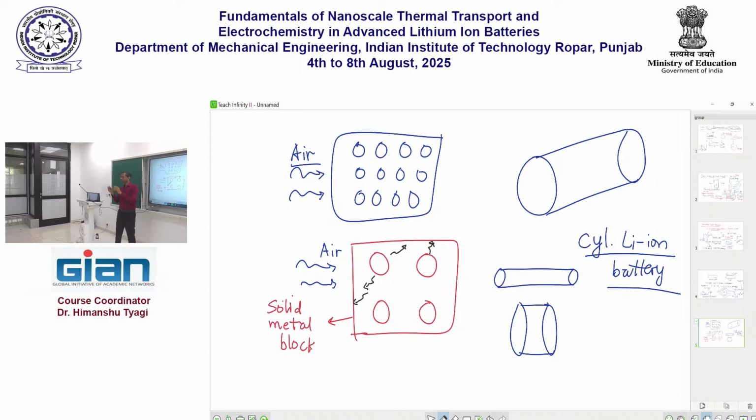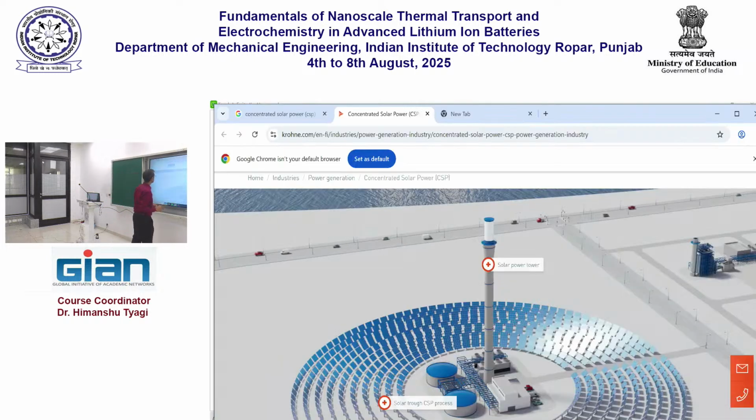So we need to understand both conduction and convection in order to understand the nature of heat transfer that will occur in this battery pack. Okay, let me actually show you, if I can find here.